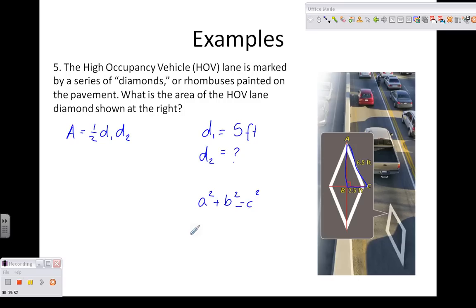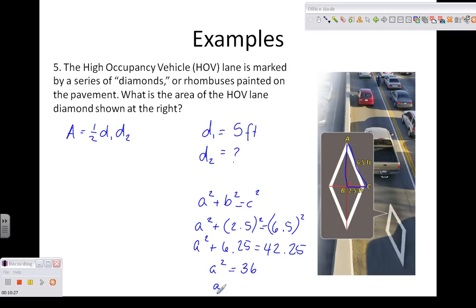So if I think of a squared as being the length that I'm looking for, b squared is going to be 2.5 squared, and that equals 6.5 squared. And now we just have to simplify and solve. 2.5 squared is 6.25. 6.5 squared is 42.25. If I subtract 6 1/4 from each side, I get a squared equals 36. Take the square root, a is 6. So my second diagonal, if this distance is 6, is the whole thing, my second diagonal is 12.